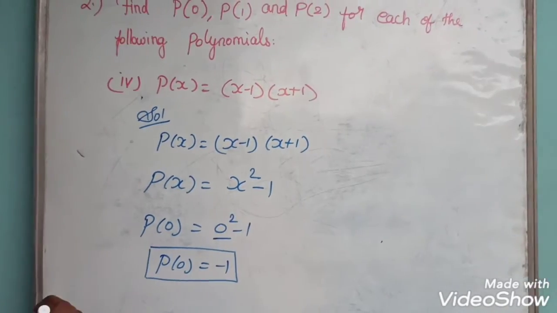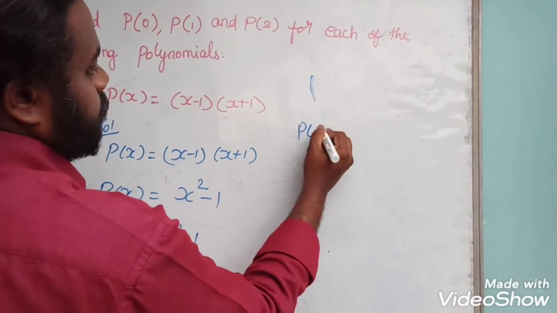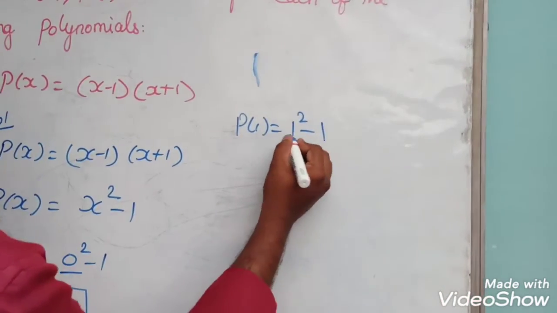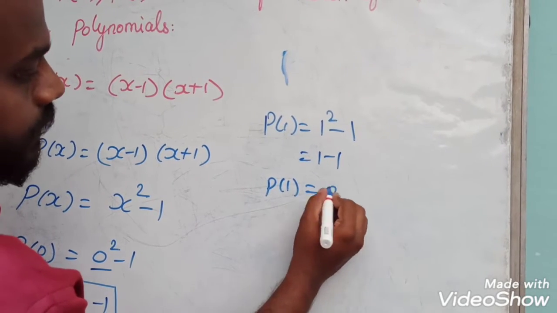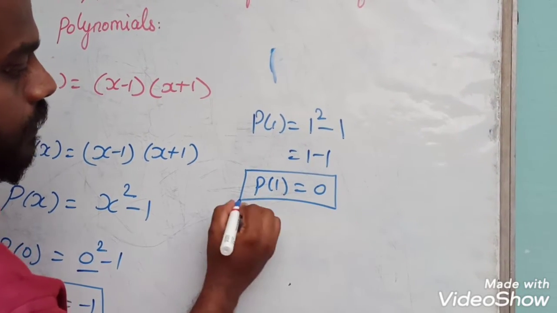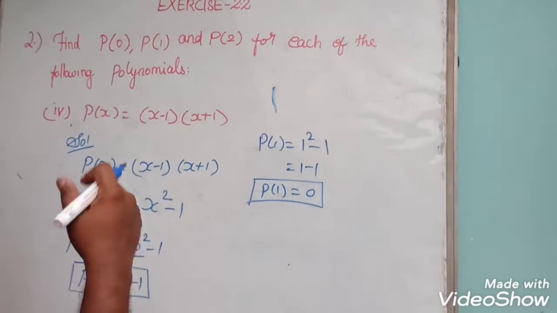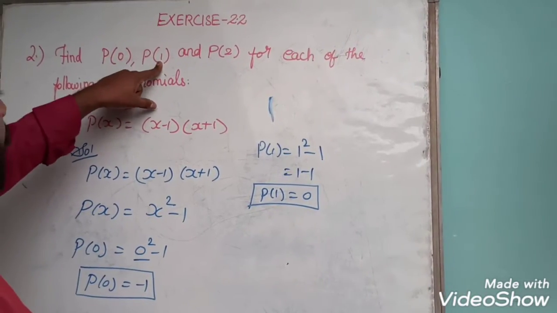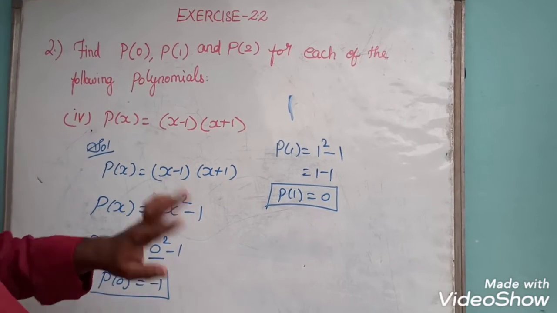Next we substitute 1. P of 1 is equal to 1 square minus 1. So 1 minus 1. So p of 1 is equal to 0. Here you have to see p of 1 equal to 0. Because of that, we conclude that 1 is a zero of the polynomial x square minus 1.